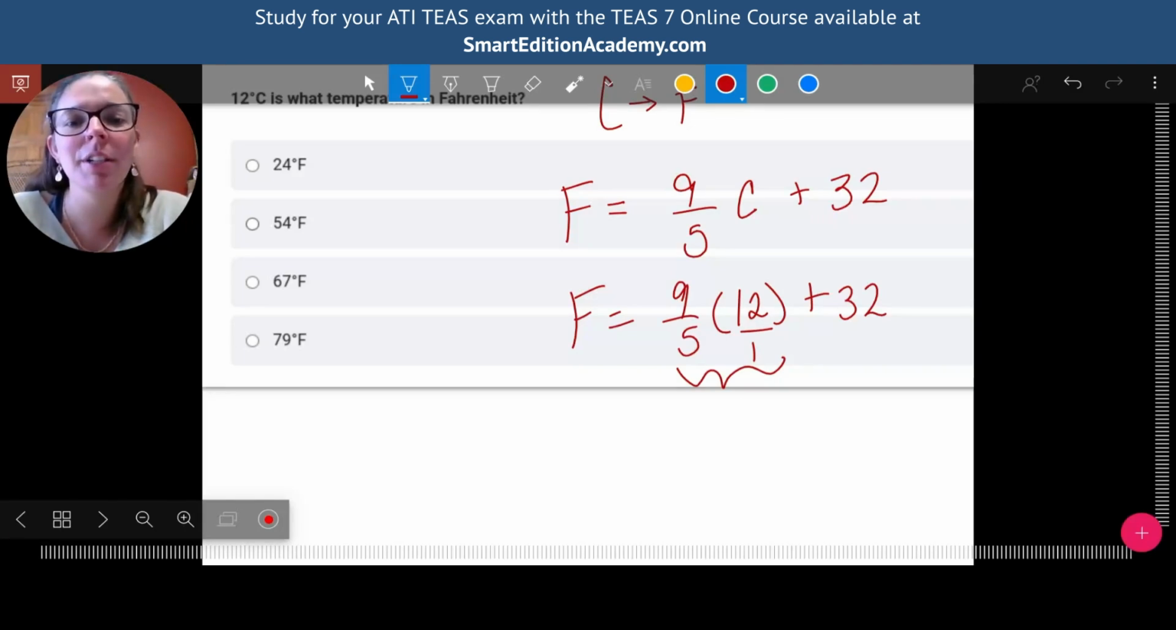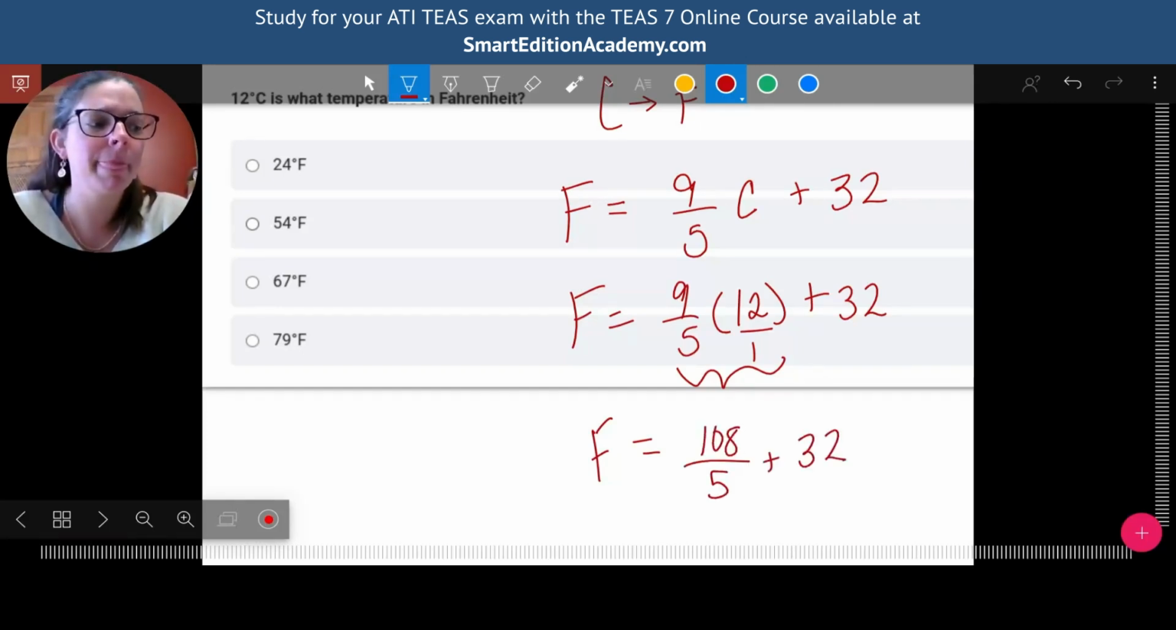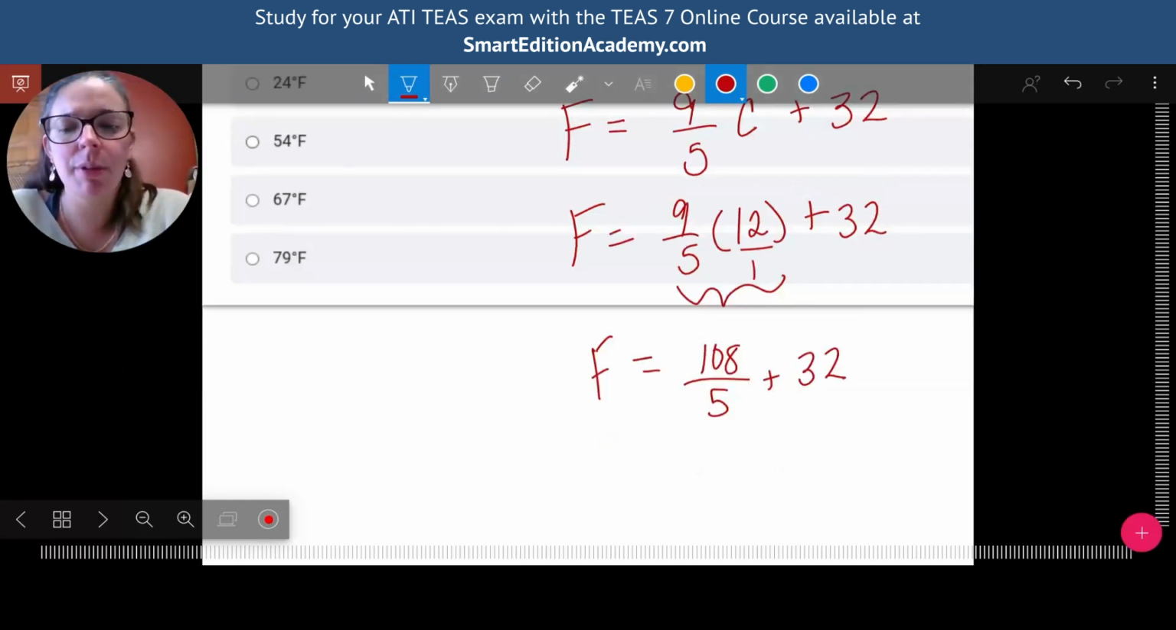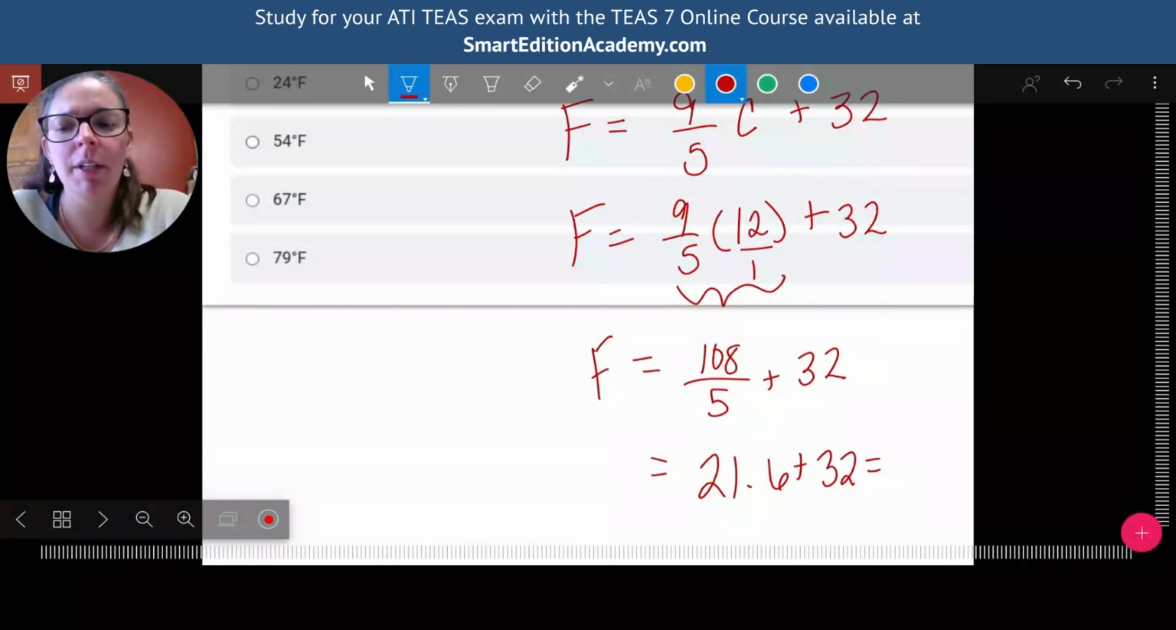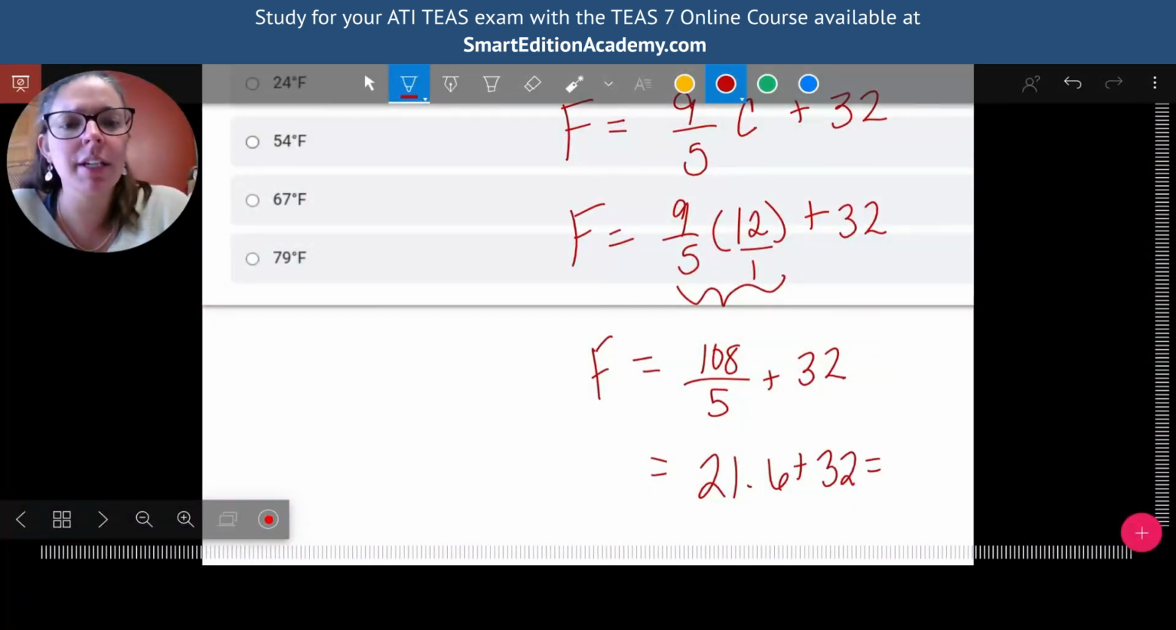So I'm just going to do 9 times 12 on the top, which is 108, and then 5 times 1 on the bottom is 5. So 108 over 5 plus 32. From here, I can just plug in my calculator. 108 divided by 5, I get 21.6. That's a nice easy decimal to work with. When I add 32 to it, I'm going to get 53.6, and to the nearest degree, that would be 54 degrees.